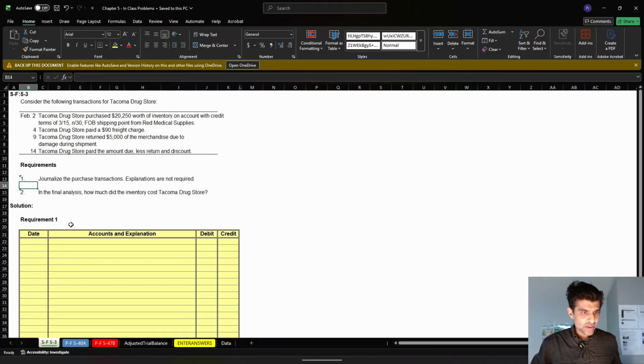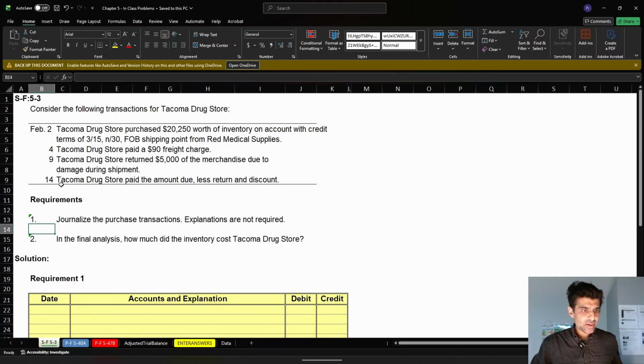And it's the first tab, 5-3. You're given 4 purchase transactions here. Now you can see that one of them has a credit term. So you're going to have to figure out, based on the dates of these transactions, did you get the discount? Did you not? If you did get the discount, how do you account for that? So try and see if you can apply what we just did to this problem.